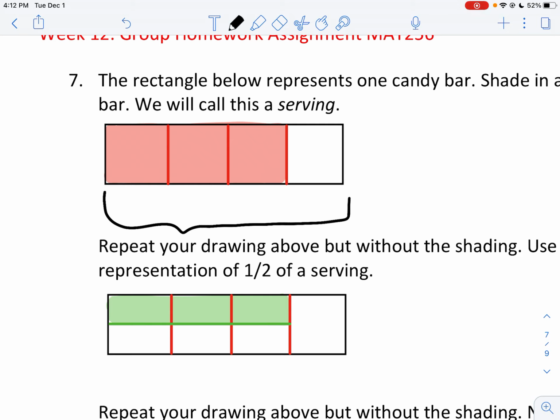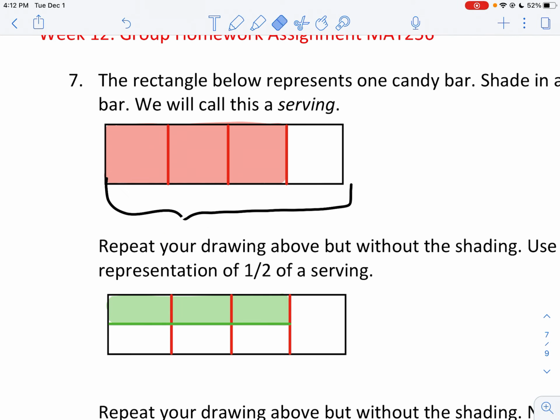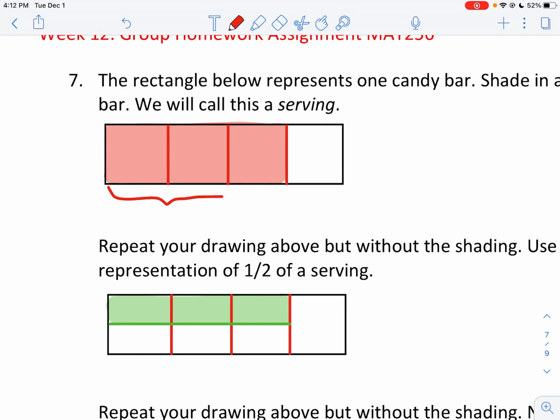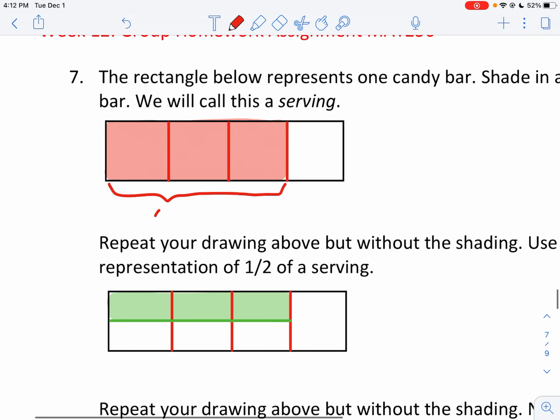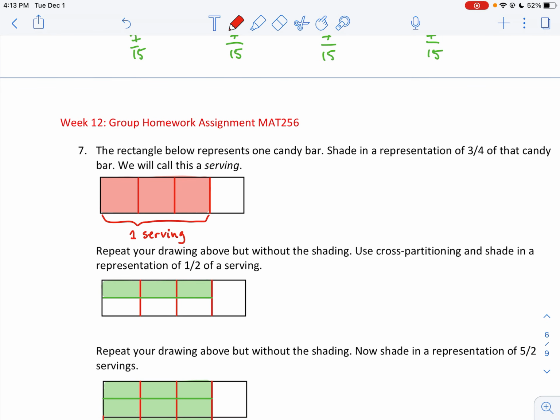So let's be clear again. From here to here is 1 bar. And from here to here is 1 serving. It's 3 pieces out of the 4.